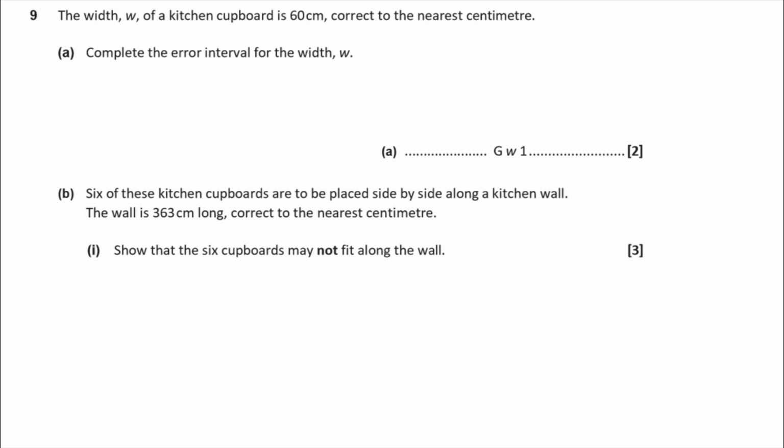Question 9. The width W of a kitchen cupboard is 60 centimeters, correct to the nearest centimeter. Part A says complete the error interval for the width W.